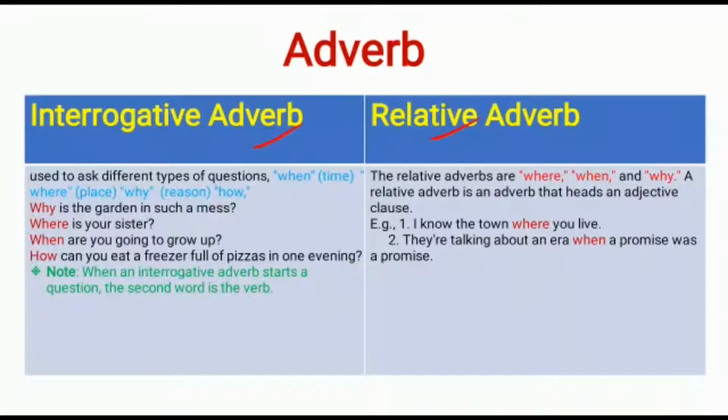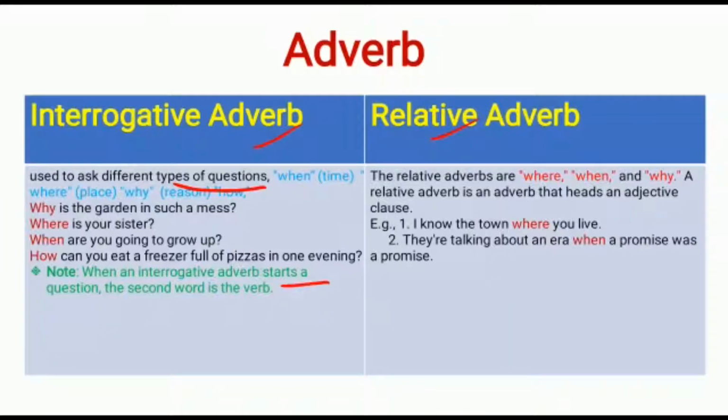Now, interrogative adverbs are used to ask different types of questions, and they are used at the beginning of questions, as you can see here in the examples. They include why, where, when, how. Now, one thing which you need to note down here is that when an interrogative adverb starts a question, the second word is the verb. Now, this is very important.